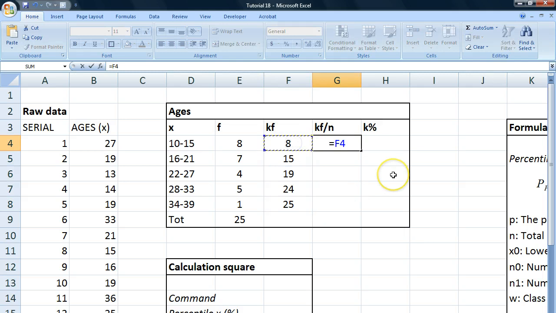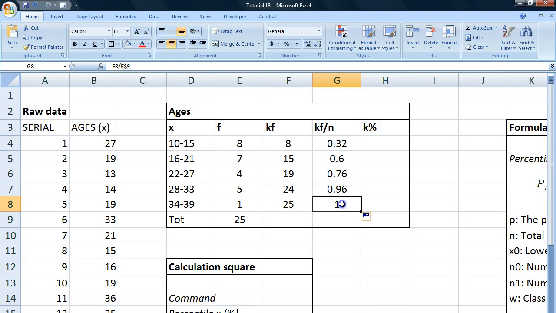We're trying to find the shares of the cumulative frequencies. So what we do is we take the cumulative frequency and we divide it by our total. And we fix this with a $ sign right there so it doesn't change. We move it right down there and we get 1. So the first 8 cumulative frequencies are 0.32 parts of the material. That's their share. And when we reach the last class here, we have 1, which is, you know, 100%.